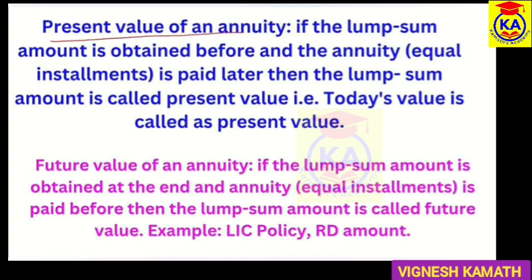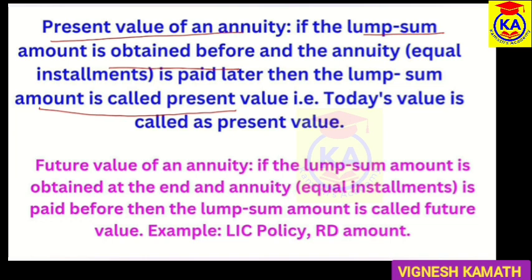Present value of annuity: if lump sum amount is obtained before and annuity is paid later, then the lump sum amount is called present value. The lump sum means the entire sum, the full amount. Lump sum amount means the entire amount is obtained before the annuity. You are receiving the lump sum amount first and then you are paying annuity, then it is called present value of annuity. You are receiving the entire money first, then you are paying annuity. That is present value of annuity.